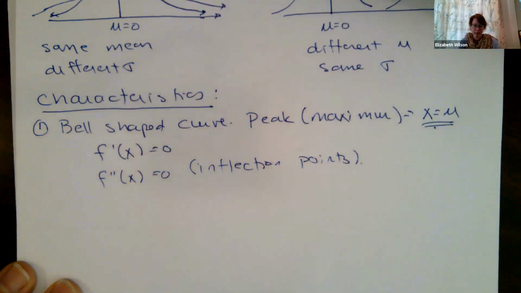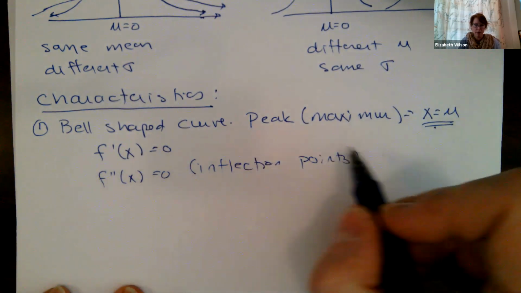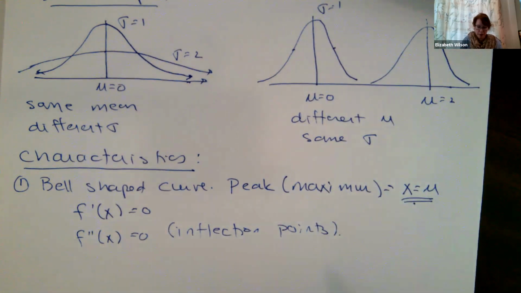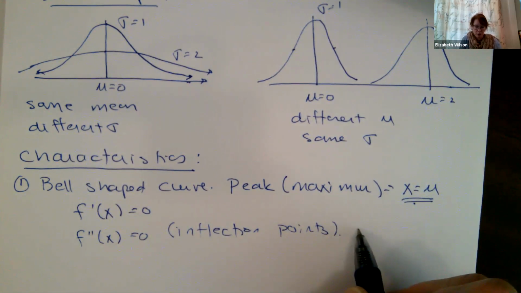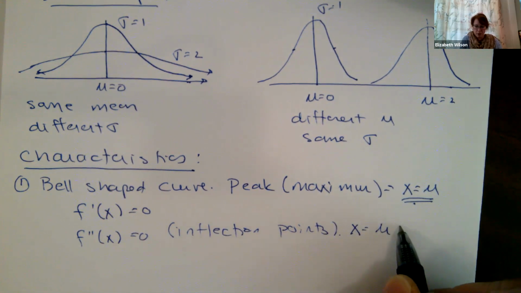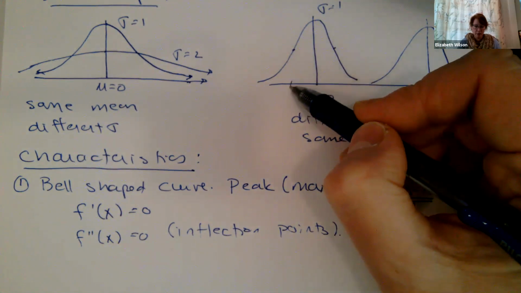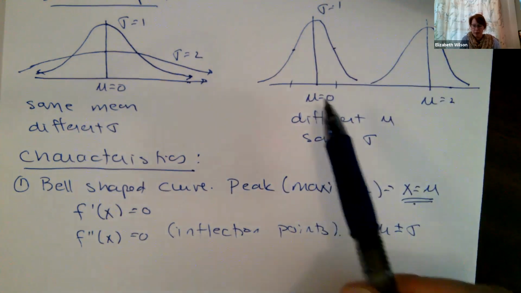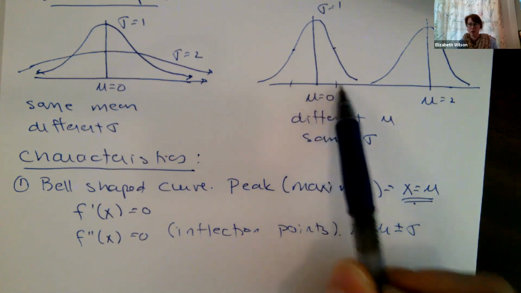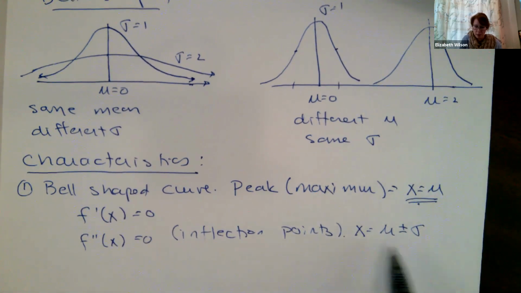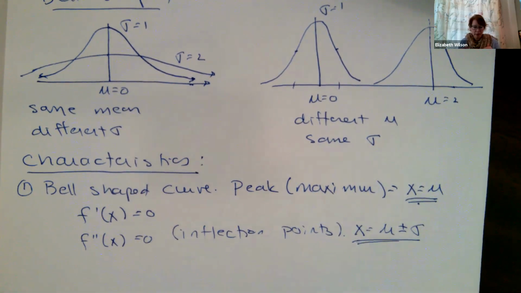When I do this, I find that my inflection points are roughly right about here. Our inflection points are when x is equal to mu plus or minus sigma. So this value here is at mu minus sigma, and mu plus sigma. We're going to draw a picture in just a minute so you can see what all these things look like. Our peak is at x equals our mean value. These all come from taking the derivative and the second derivative of our probability density function.